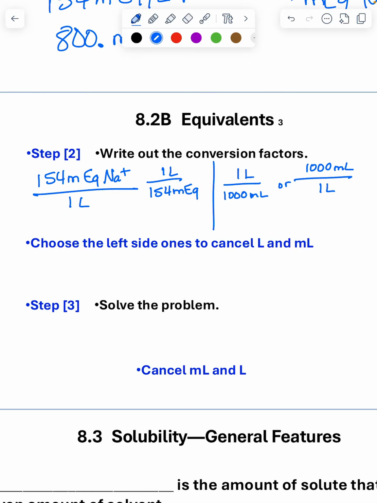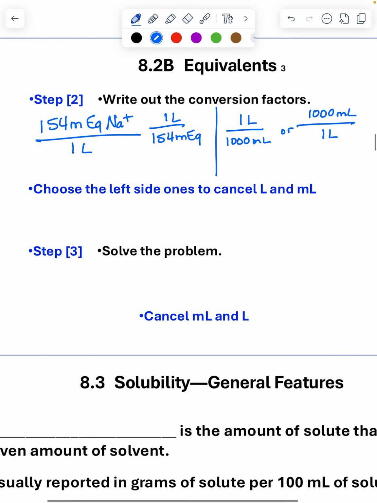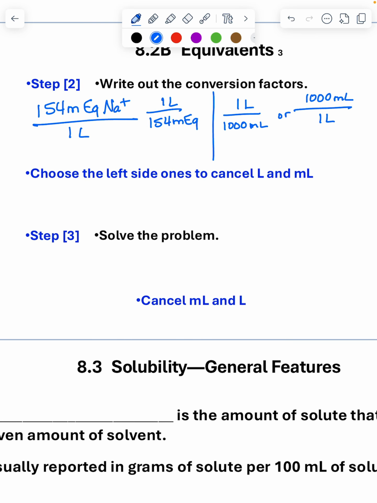So we're going to start with our 800 milliliter sample. And so our first thing we want to do is change milliliter to liter. And so in order to cancel milliliter, we need that on the bottom. So we're going to choose the conversion factor that relates liters and milliliters. And we have milliliters on the bottom. So we can stop here and we can cancel units. And we can see that now if we stopped and did the math, we would be in liters. Let's take it one step further.